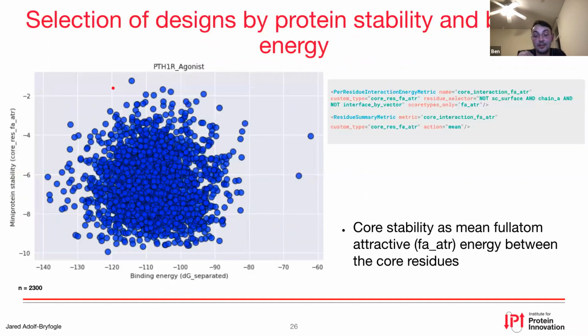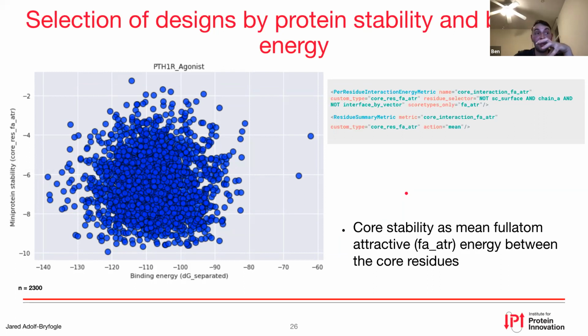So, next. We are interested in designs that bind really well, but we are also interested in having our designs being really stable. And as a metric to determine how stable our designs are, I looked at a residue interaction energy metric. Here I just select residues that are in the core of my protein, and I calculate the full atom attractive energy term. That's the van der Waals energy term for the attractive energy, and it gives us an idea how well packed it is, basically how much water is excluded and how stable the hydrophobic residues in the core are.